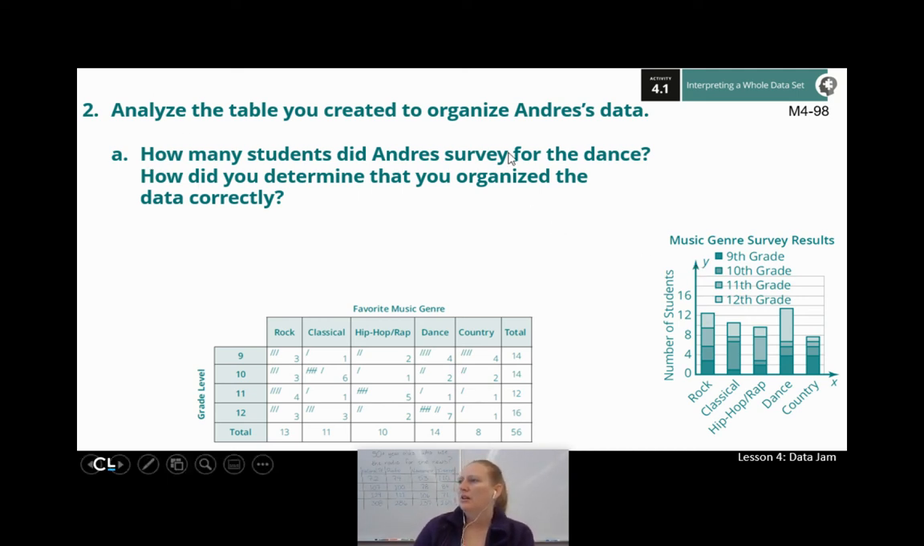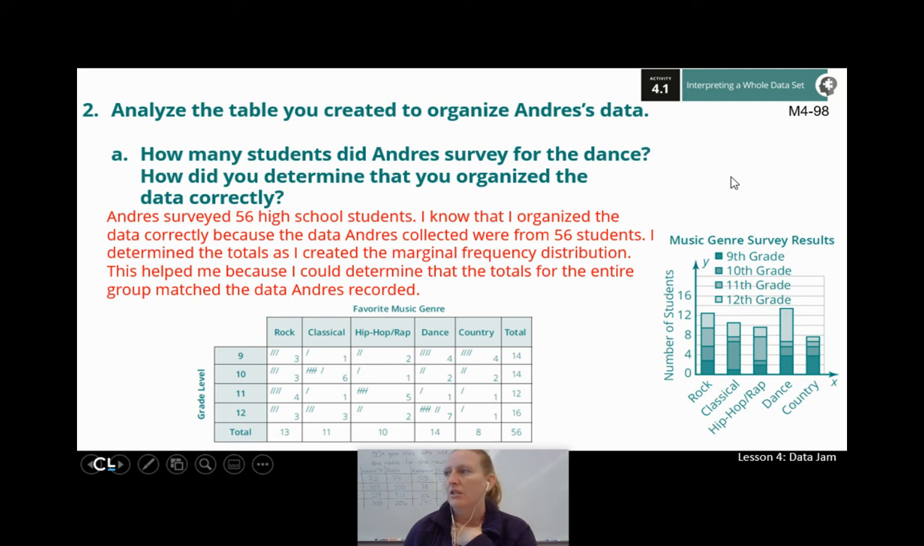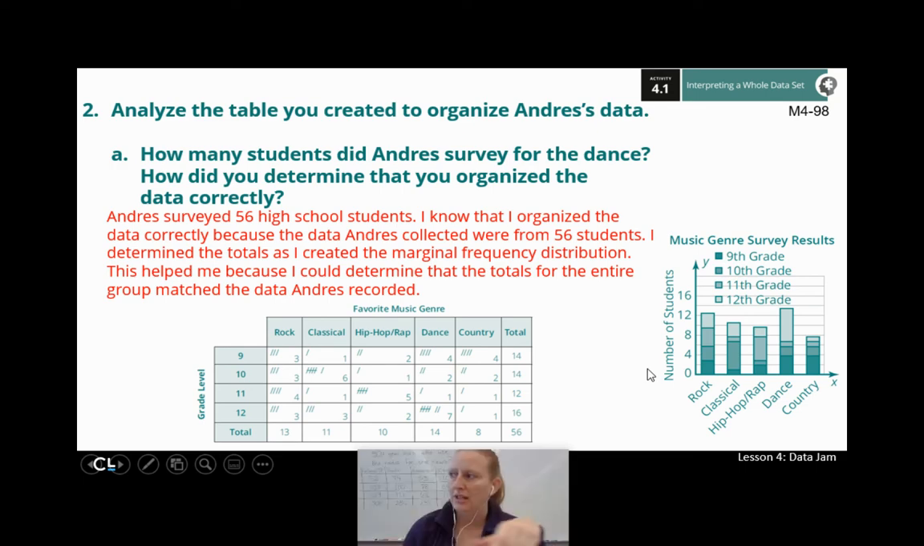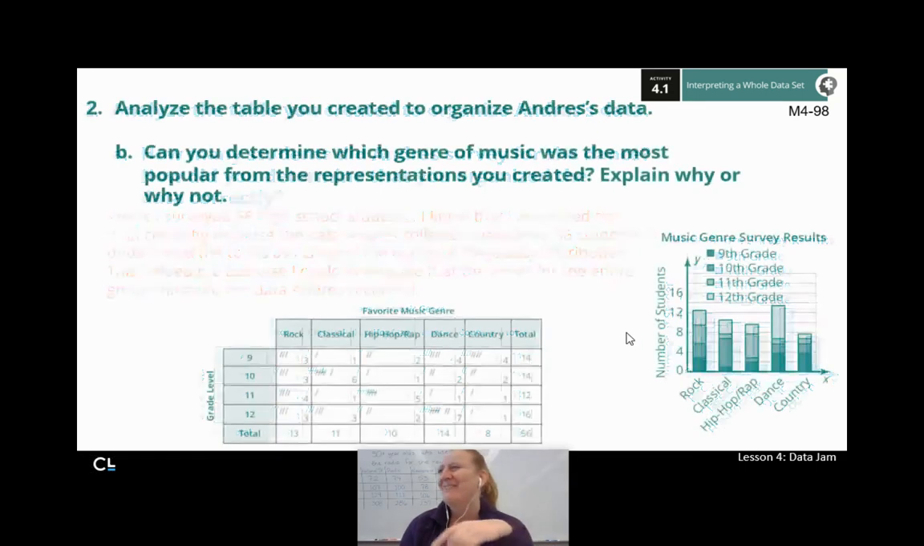So some of these are pretty easy to answer. How many students did Andre survey for the dance? We were looking at that earlier. He surveyed 56 students. I know that because if I add up these, 14, 14, 12, and 16, I get 56. Or if I add up these, 13, 11, 10, 14, and 8, I get 56. So we have a nice way of double checking our work there. I know I did okay because my totals on both sides add up to that 56.